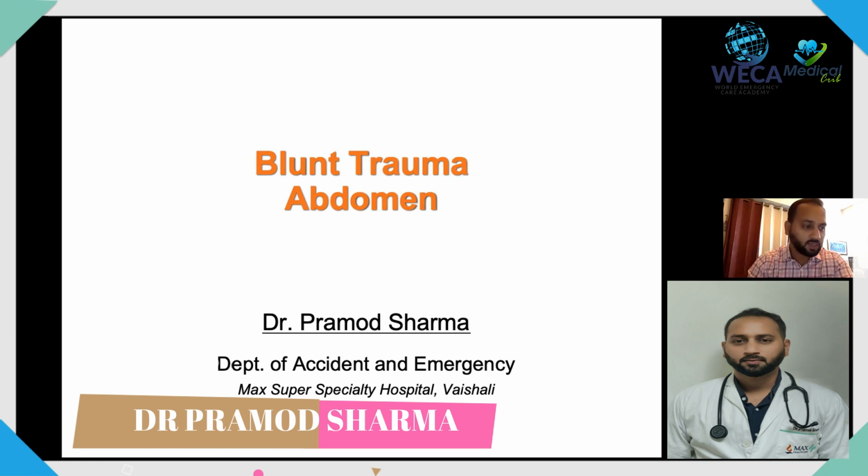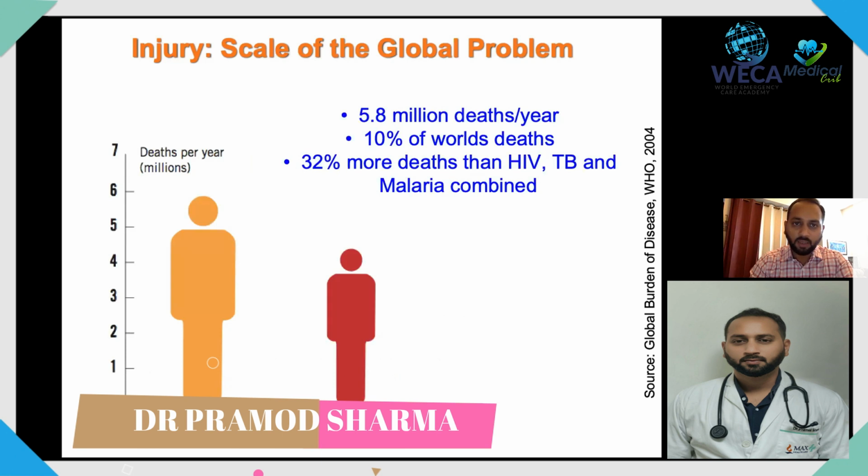Before we start with trauma to the abdomen, let's see the disease burden that is brought by road traffic accidents. On the scale of the global problem, we deal with around 6 million deaths per year caused directly or indirectly by road traffic accidents. It poses a huge disease burden, resulting in almost 10% of the global deaths every year. That is more than 32% more deaths than those combined due to HIV, TB, and malaria.